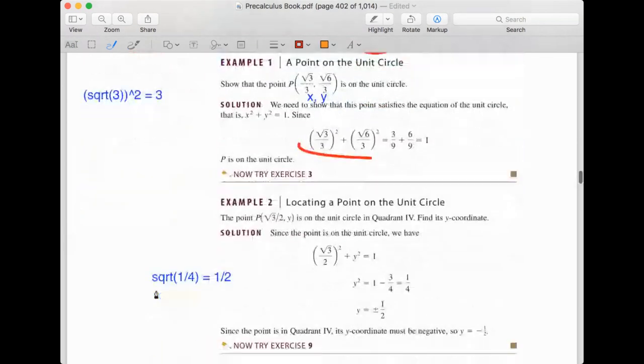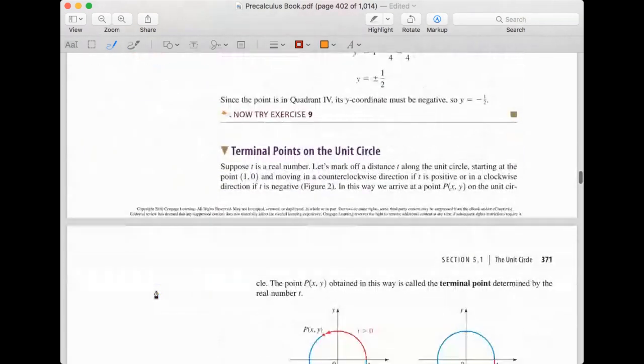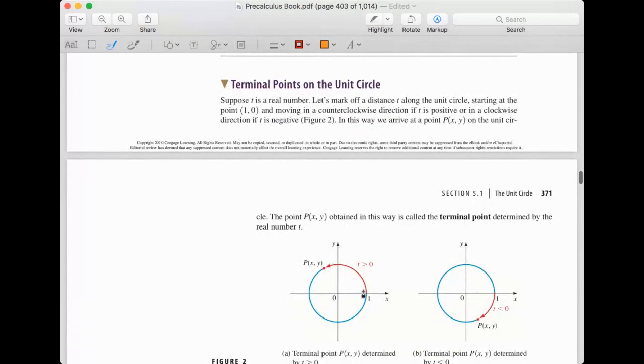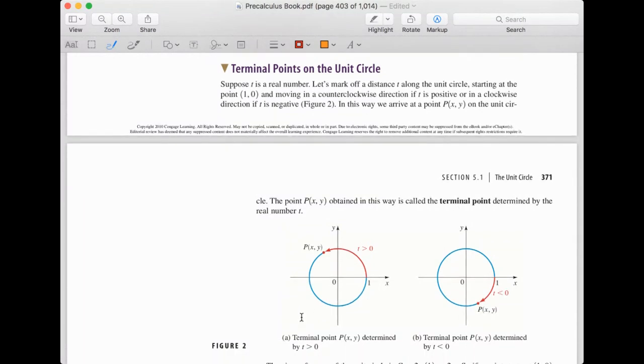Okay, the second example. Terminal points on the unit circle. What do we call terminal points? All those points on the circle, we can treat them as terminal points. What does it mean, terminal points? We think of it as an angle.